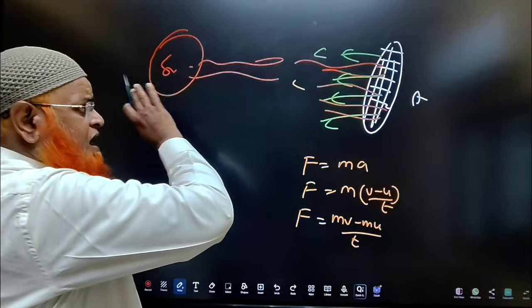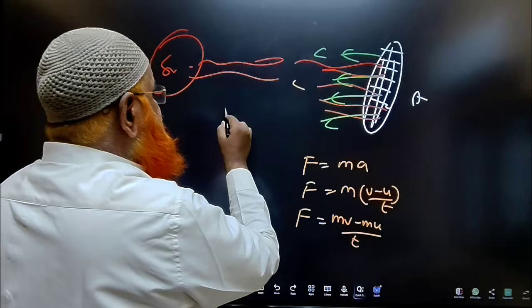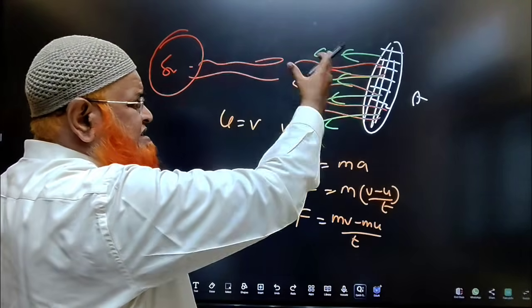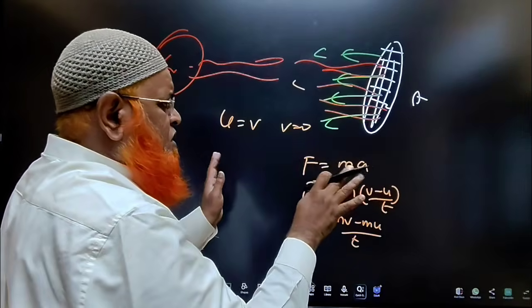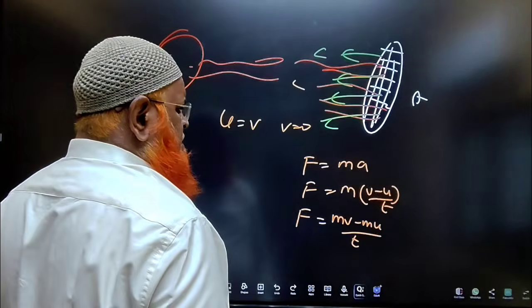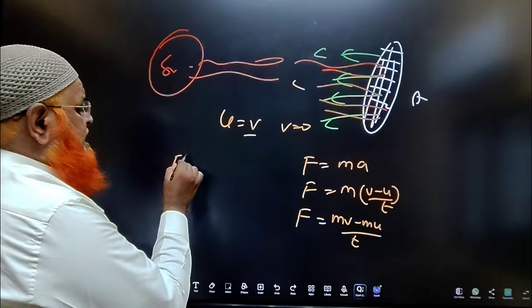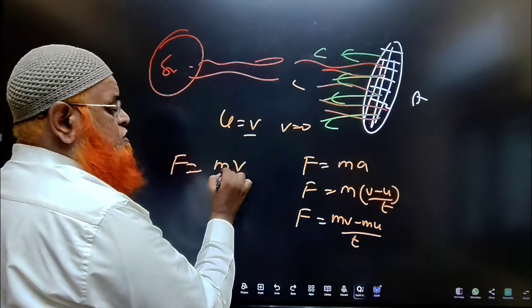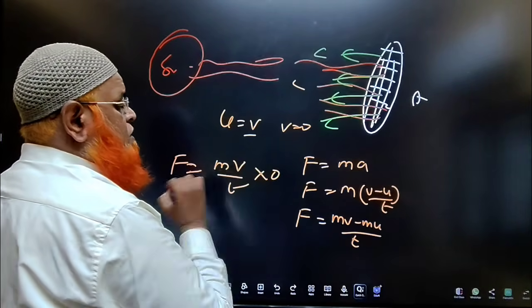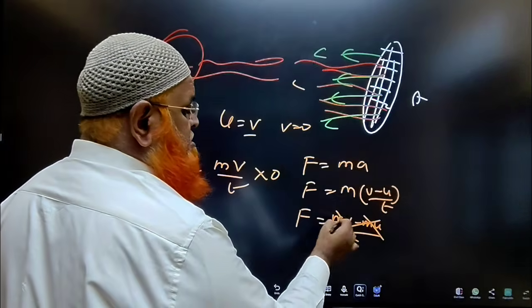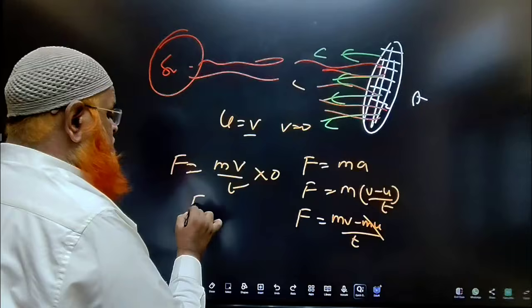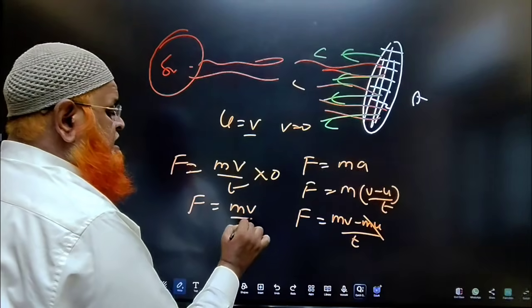See, when it falls and it gets absorbed, it means initial velocity is there, final velocity is 0. When it falls and gets absorbed, there is no final velocity. Only initial velocity is there. Then we write F is equal to m into, what is that formula? m into v by t. The next part is going to be 0. So only force is nothing but mv by t.